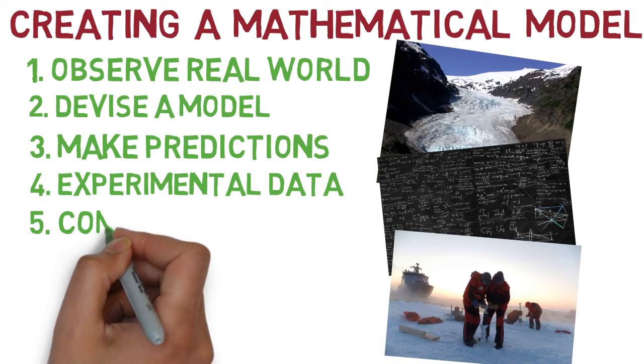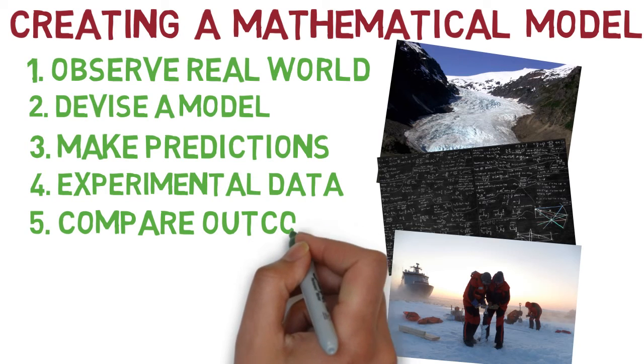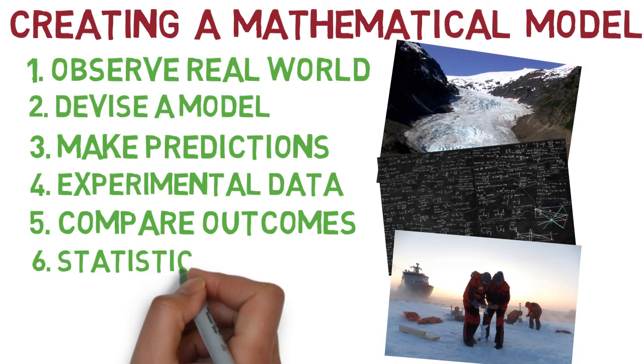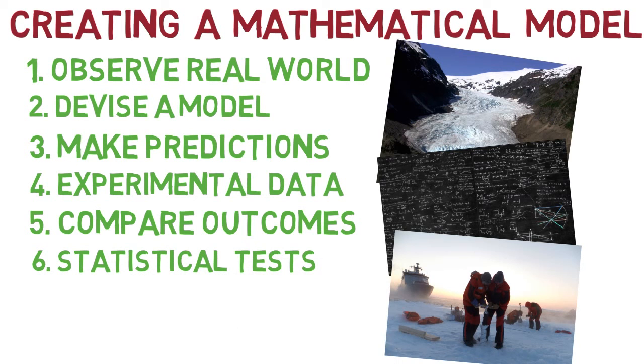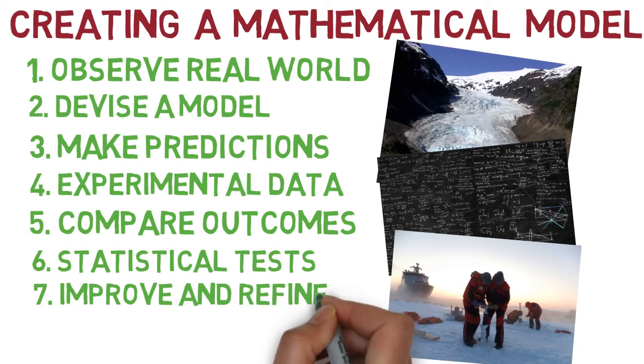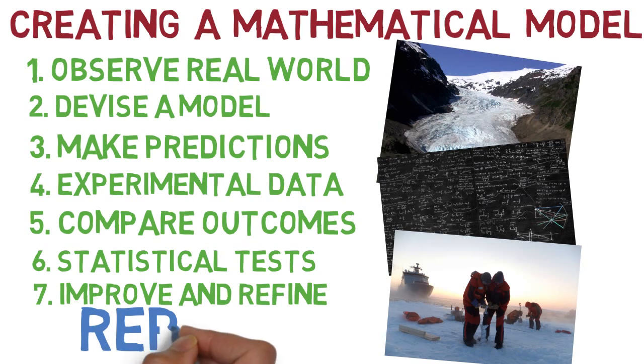Next, in the fifth step, we compare the outcomes predicted by the model and those that occurred in the real world. In the sixth step, we use statistical tests to assess how well various parts of the model describe the real-world situation. In step 7, the model is improved and refined to better match the situation according to the experimental data we collected. This process can then be repeated several times, with new and improved models being devised in order to better match the real-world situation, until a model that is sufficiently accurate has been created. And that is essentially how statistics is used in the real world.